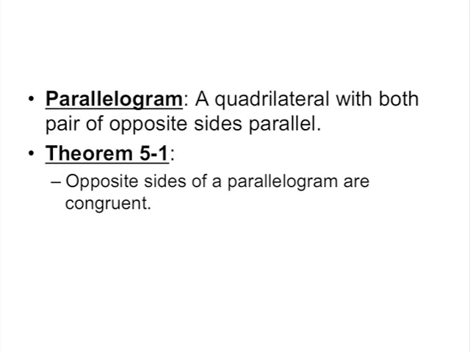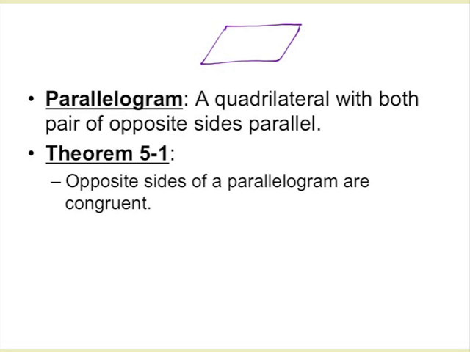A parallelogram by definition is a quadrilateral, so 4 sides, with both pairs of opposite sides parallel. So kind of our standard drawing of a parallelogram looks like this. A square or rectangle is one specific kind of a parallelogram, and we will talk more about those later in the chapter as being special parallelograms, but our general parallelogram looks something like this.